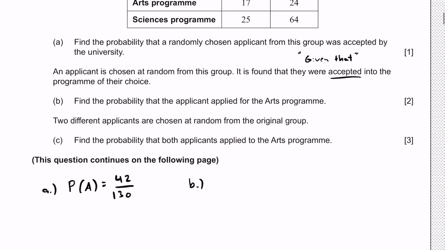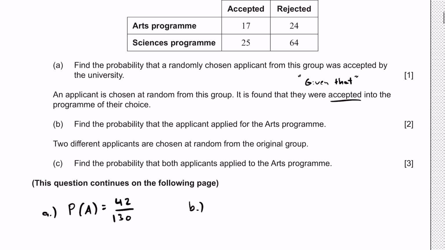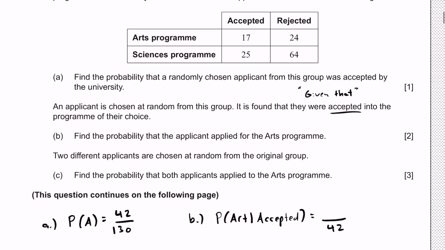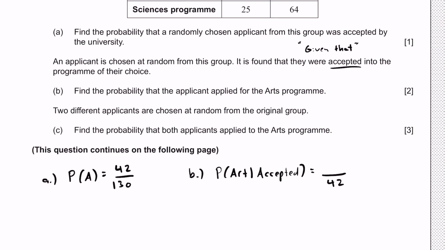Okay, so given that they were accepted, how many individuals were accepted? In this case, 42. So we can write this out actually. Probability of arts, given that accepted. In this case, we have 42 individuals accepted. So given that someone was accepted, given that they're within here, how many of those individuals were within the arts program? Well, 17 out of 42.